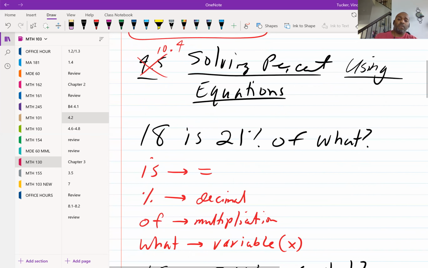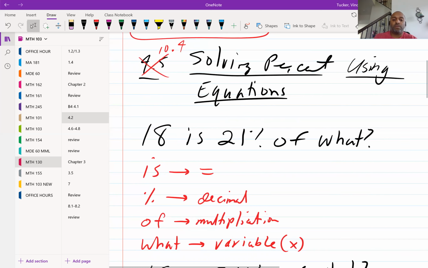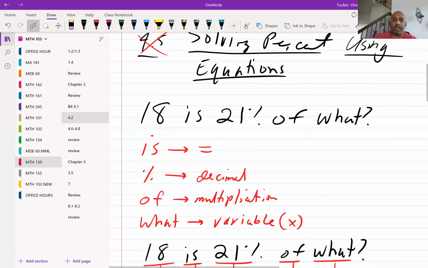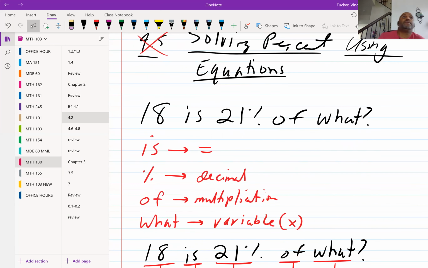So here are the keywords and what symbols they will represent in an equation. Is always your equal sign. Percentage is your decimal. Remember we talked about going from percentage to decimal, moving 2 places to the left. Of is multiplication. In mathematics, of always represents multiplication. And then once again, what is your variable? So we have 18 is 21% of what?